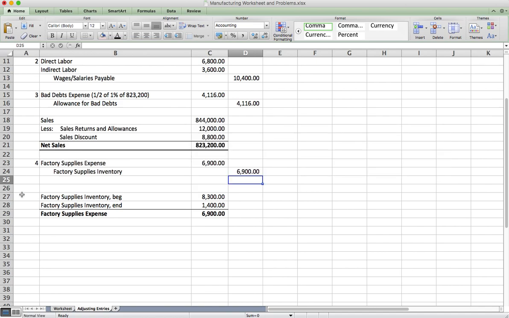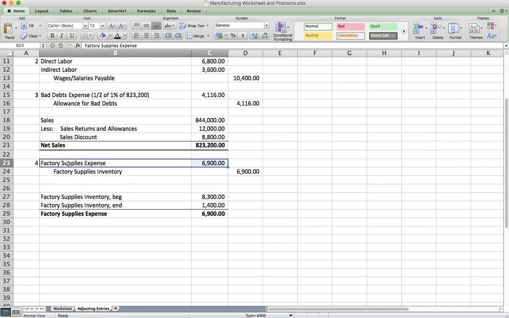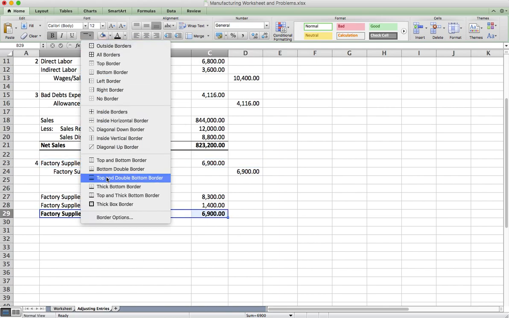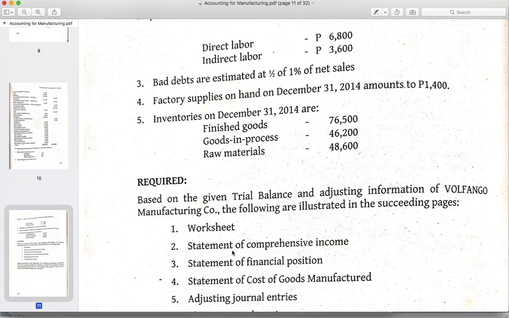Okay. Anong tawag nito sa factory supplies expense na ito? This is actually a factory overhead expense. Okay? Factory overhead expense. Because this is an expense for the indirect materials. These are the indirect materials used. Okay? Next.